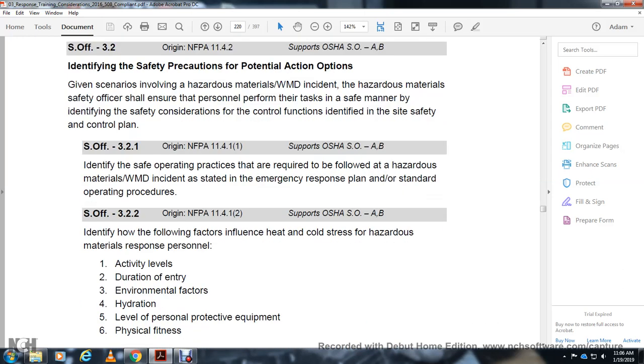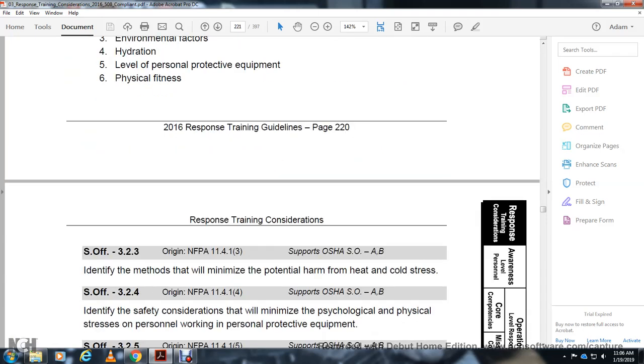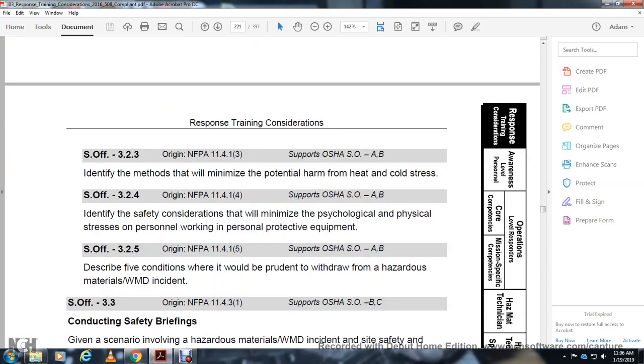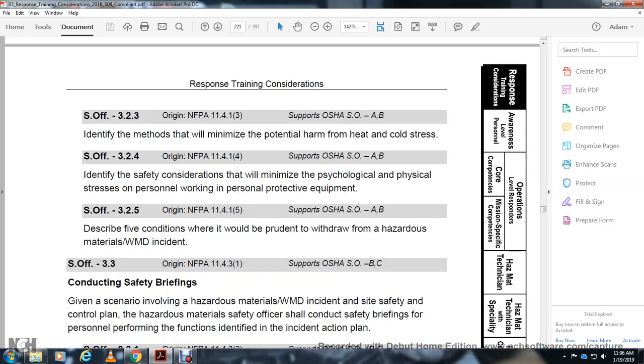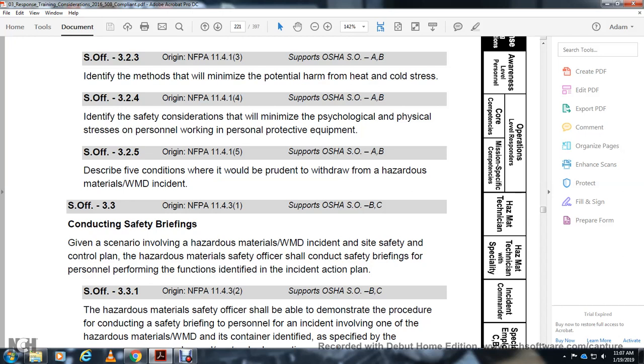Identify how the following influences, heat, cold, and stress, affect hazmat response personnel, including duration of entry, environmental effects, hydration level, personal equipment, and physical fitness. Identify the measures that will minimize harm from heat and cold stress. Identify site considerations to minimize psychological and physical stress of personnel working in personal protective equipment. Describe five conditions whether to be prudent with the hazmat weapon of mass destruction response, conducting safety briefings.